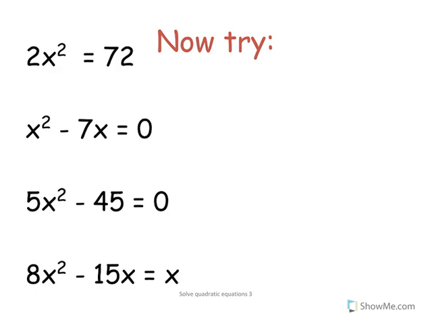All right, guys, so as always, there's your now try. So if you choose to, you can work these out. So the first one, you'd have to move the 72 and divide by 2. The second one, you'd factor out the GCF of x. The third one, you can divide everything by 5 and then use difference of squares. And the last one, you'd need to move the x. Then you'd need to either divide out the 8 or factor out 8x. And if you divide out the 8, you then factor out the x, and you should be able to solve it pretty easily.